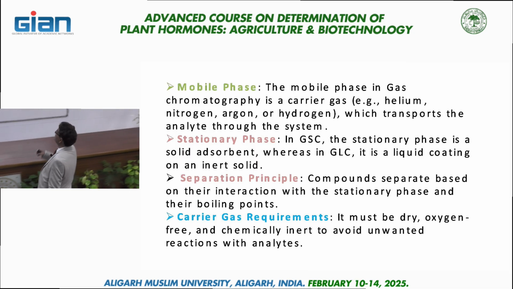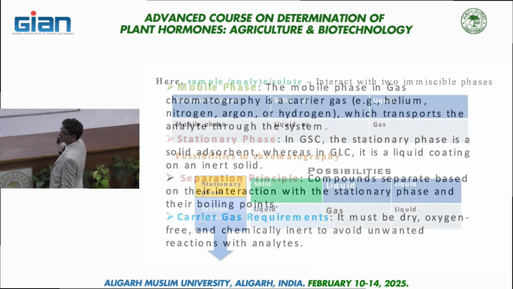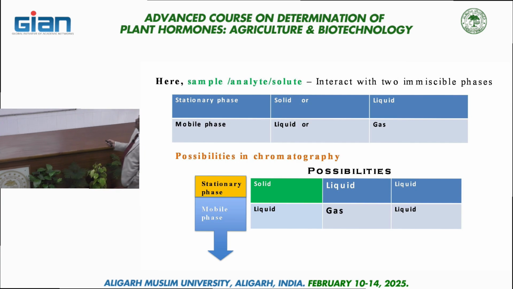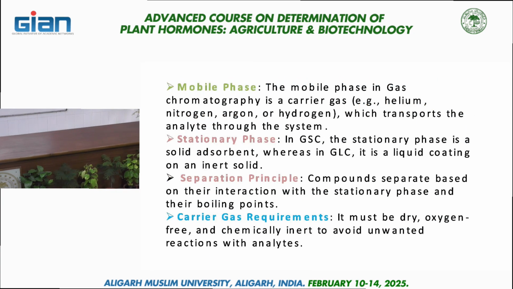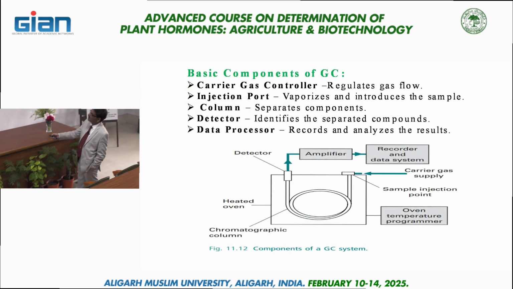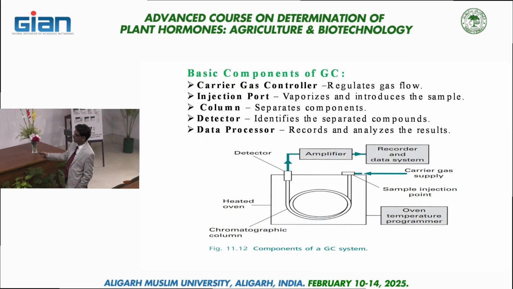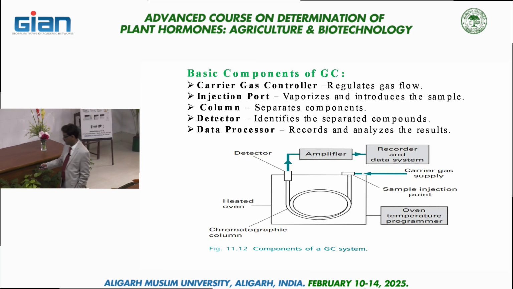Then what are the basic components of the GC we have? That one is the carrier gas controller that regulates the gas flow. Then we have an injection port, okay. Then column, detector, and data processor. These are the components of the GC system.